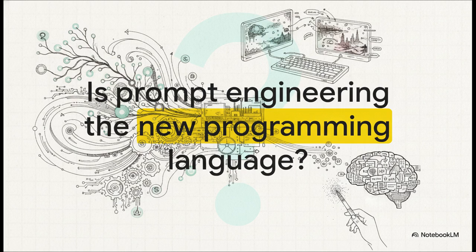As AI models naturally get smarter and more intuitive over time, will prompt engineering eventually disappear entirely? Or is what we've looked at today simply the foundational syntax for the new programming language of our future? Think about that as you go out and build your own applications.